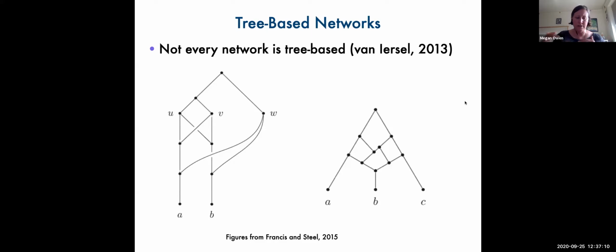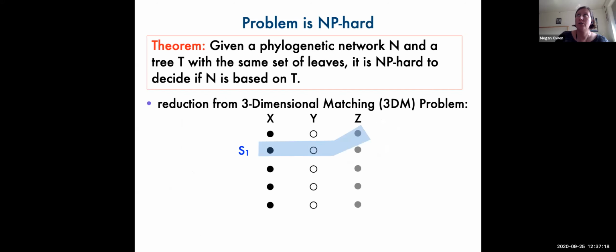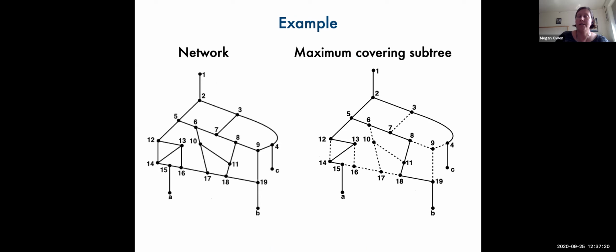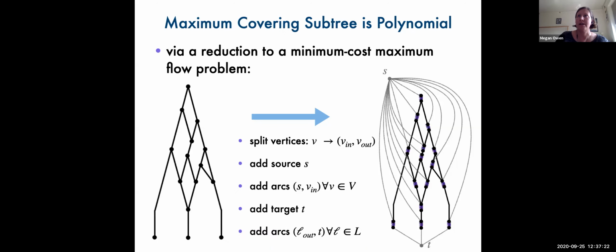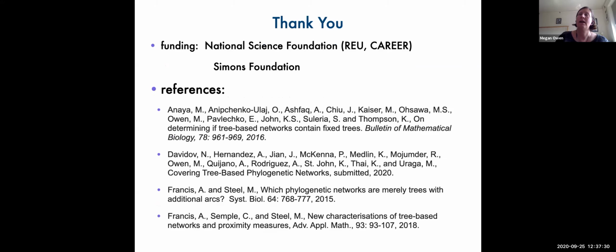So there are these other really interesting combinatorial tie-ins to tree-based networks. And there are also some tie-ins to other categories of phylogenetic networks that mathematical biologists and mathematical phylogeneticists are interested in.